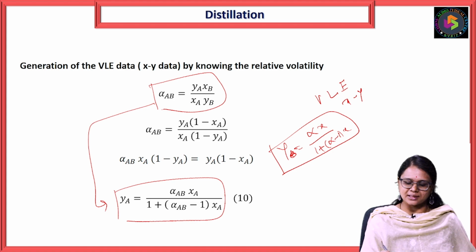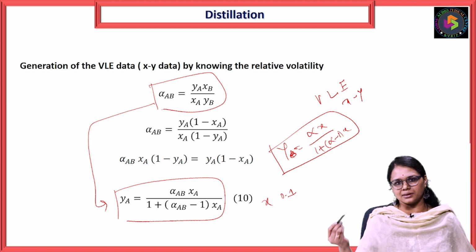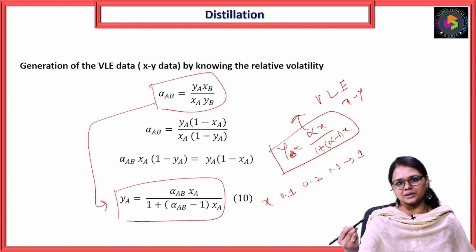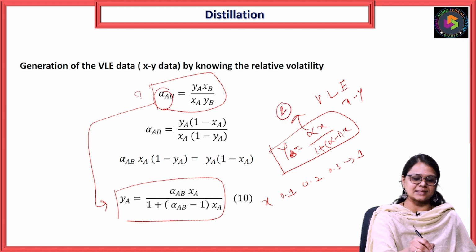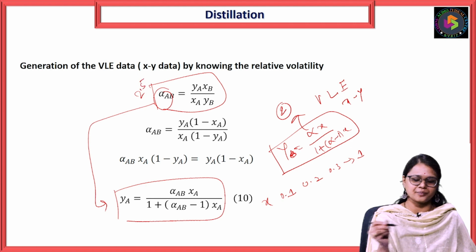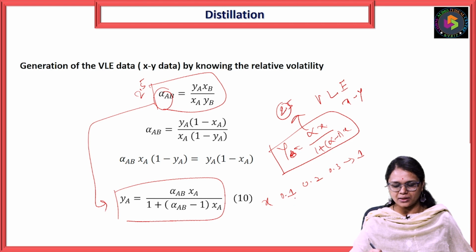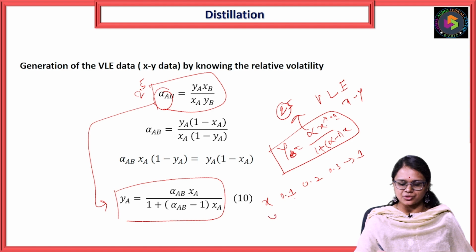So I can assume X values starting from 0.1. Mole fraction cannot be greater than 1, so I'll calculate for 0.1, 0.2, 0.3 and so on up to 1. I'll substitute them here, knowing the alpha value. Generally, the alpha value should be greater than 1, and it will be given for a system. You can assume it, or by calculation you get it greater than 1, let's say 2.5. So you substitute 2.5 for alpha, and in place of X, I'll substitute 0.1. With alpha 2.5 and X 0.1, I can generate this Y data.